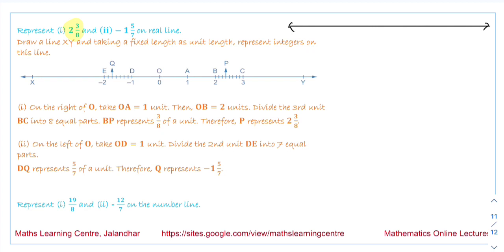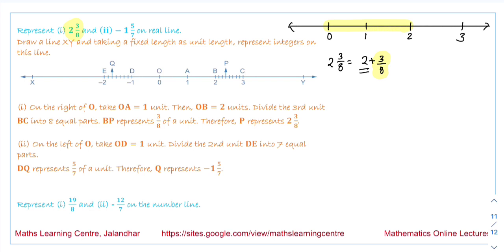This is the point 0, then this is point 1, this is point 2 and this is the point 3. First thing we know is we can write 2 whole 3 by 8 as 2 plus 3 by 8. So we have already moved 2 units. After that we have to move this 3 by 8th part of the next interval.